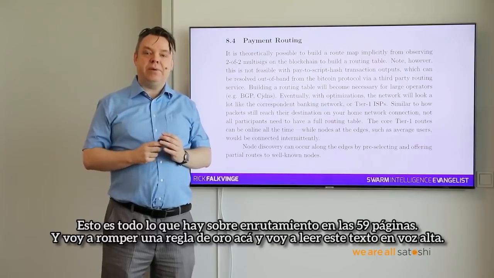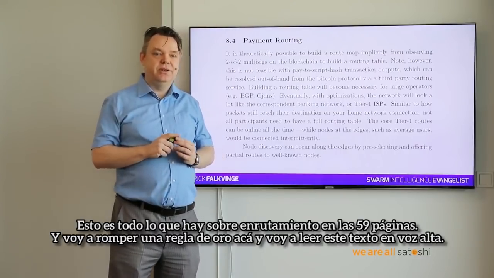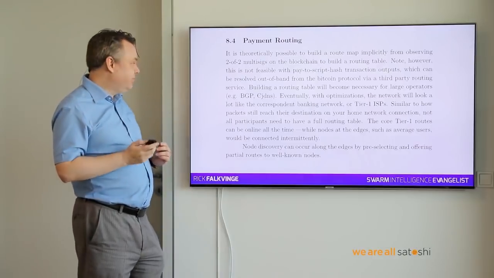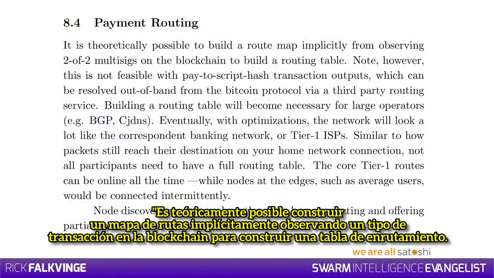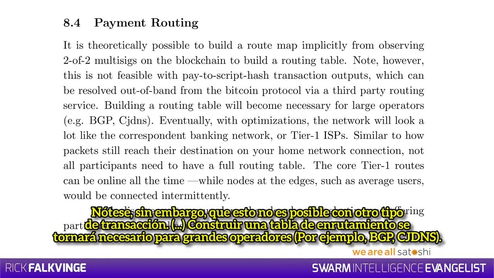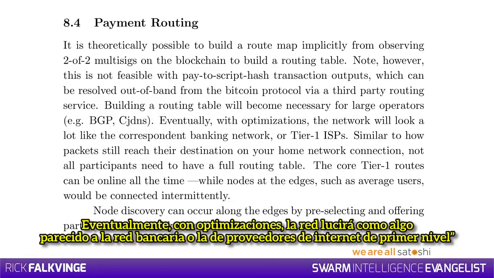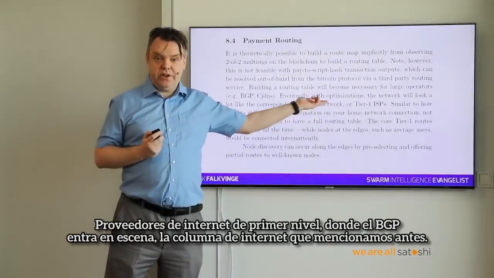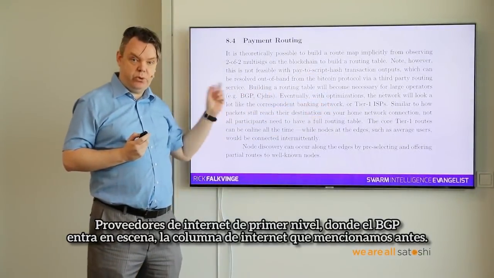And I'm going to break a golden rule, and I'm actually going to read this screen of text aloud. It is theoretically possible to build a route map implicitly from observing a transaction type on the blockchain to build a routing table. Note, however, that this is not feasible with another type of transaction, blah, blah, blah. Building a routing table will become necessary for large operators. For example, BGP, Border Gateway Protocol, CJDNS. Eventually, with optimizations, the network will look a lot like the correspondent banking network or Tier 1 ISPs. Tier 1 ISPs, where BGP comes into play, the internet backbone we talked about.